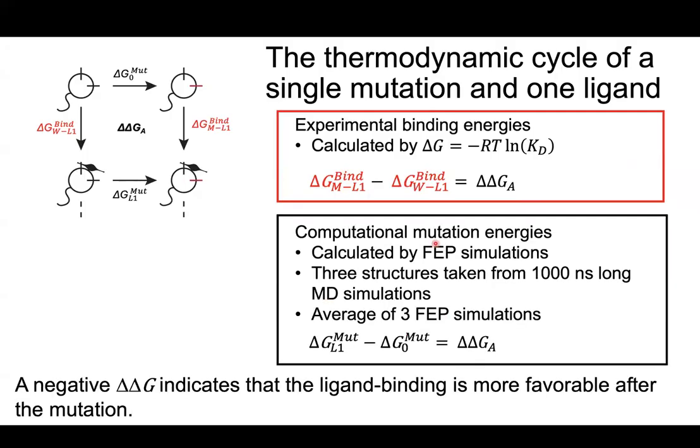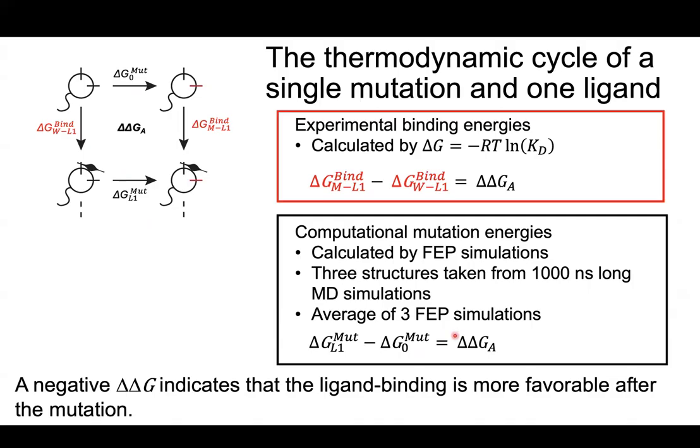And we can also calculate the mutation energies. You see, these are the arrows of computational mutational energies that we calculate by FEP. We take three structures from MD simulation and calculate the average of three FEP simulations. As you see here, this one and this one. When we subtract this and this, we can calculate the double delta G.